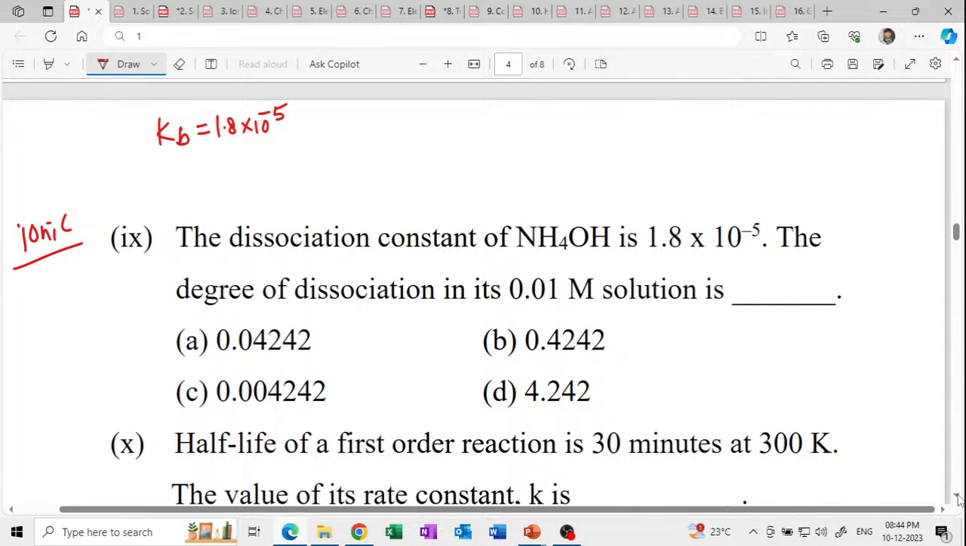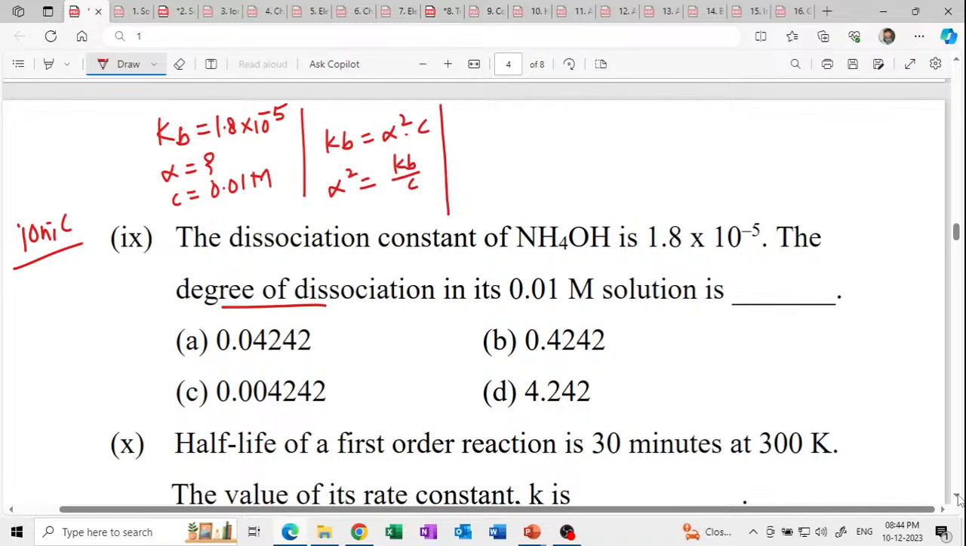According to Ostwald dilution law, Kb is equal to alpha square into C. So alpha square is equal to Kb divided by C. Substitute the values: what is the Kb value? 1.8 into 10 raised to minus 5, and this whole divided by C.